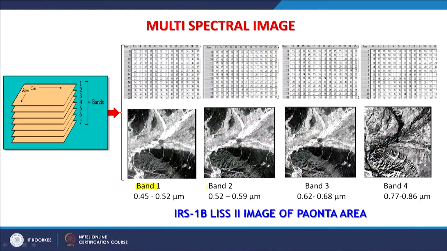That means data is being gathered for different parts of the EM spectrum. Here is the example: band 1, band 2, band 3 and band 4 represent different parts of the EM spectrum. This is an example of our own IRS 1B, LISS 2 was the sensor and IRS 1B was the name of the satellite. This is part of the foothills of the Himalaya, and Paonta Sahib is also there. What we see is that band 1 is 0.45 to 0.52, and similarly the next band starts from 0.52 to 0.59, then 0.62, there is some gap, and then this. So, we can use these channels.